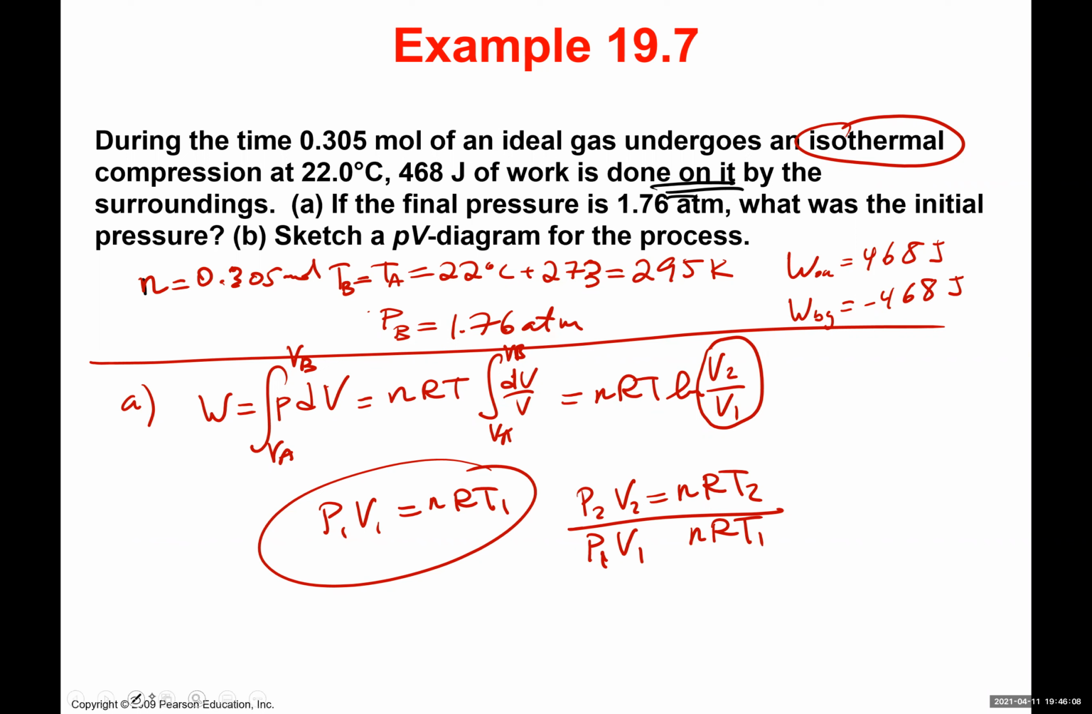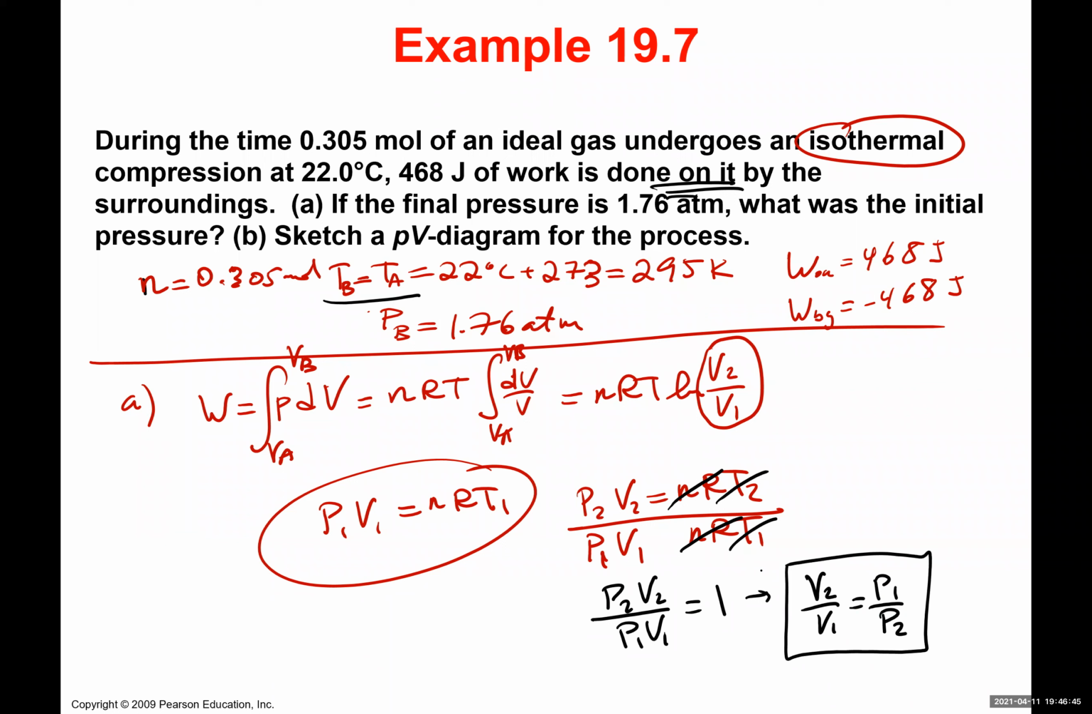Here's what we have. Right away you can see that nR cancels out, but T is the same before and after as well, so this also cancels out. That means what we have is this: P2 V2 over P1 V1 equals 1, right? That means if I rearrange, I will have V2 over V1 equals P1 over P2. Because the number of moles doesn't change and the temperature doesn't change, I get this ratio. That means V2 over V1 is the same as P1 over P2.